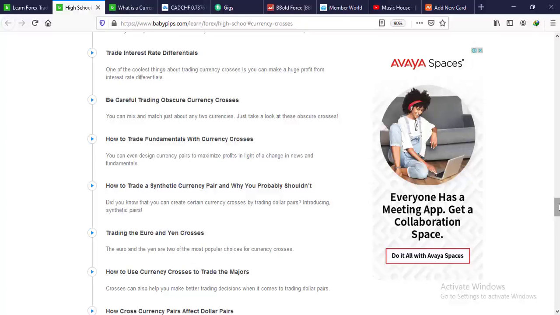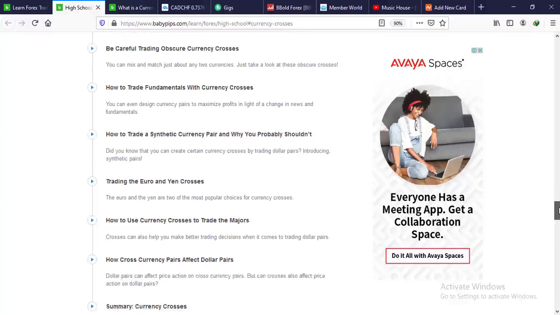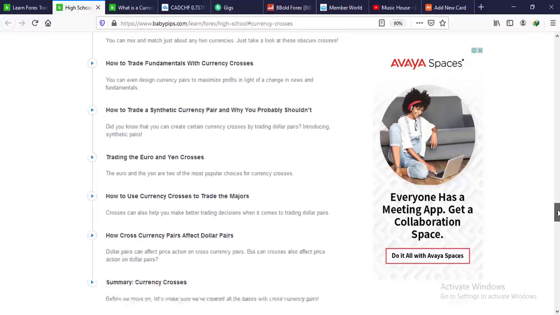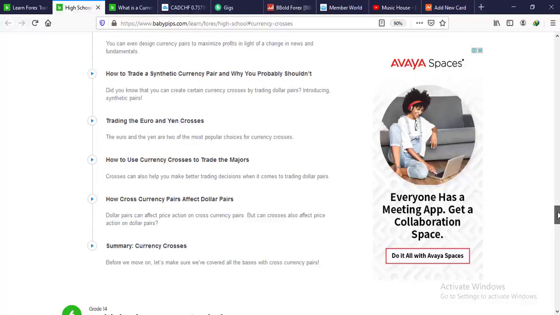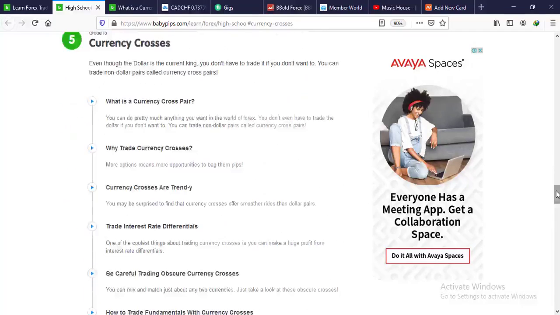Trading the euro and yen crosses. How to use currency crosses to trade the majors. How cross-currency pairs affect dollar pairs. Then summary of currency crosses. So let's begin by considering the first one. What is a cross-currency pair? And to begin, please roll the intro.